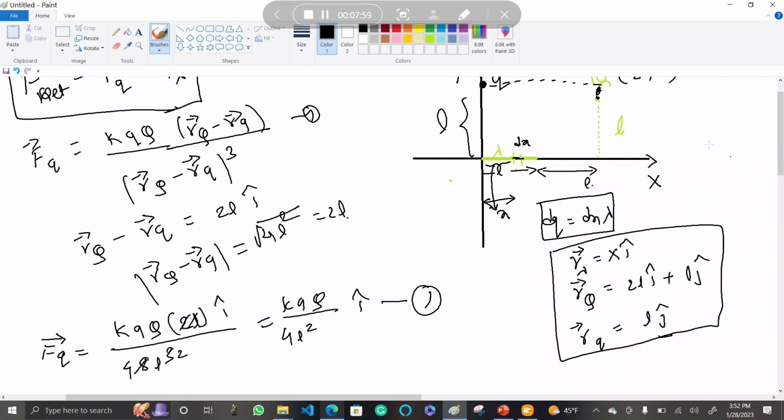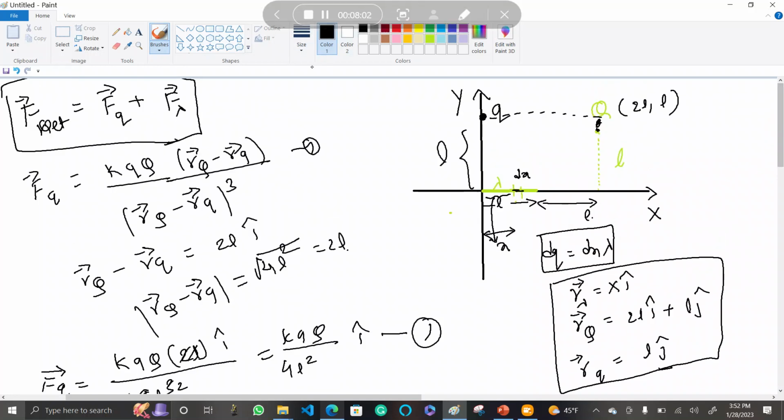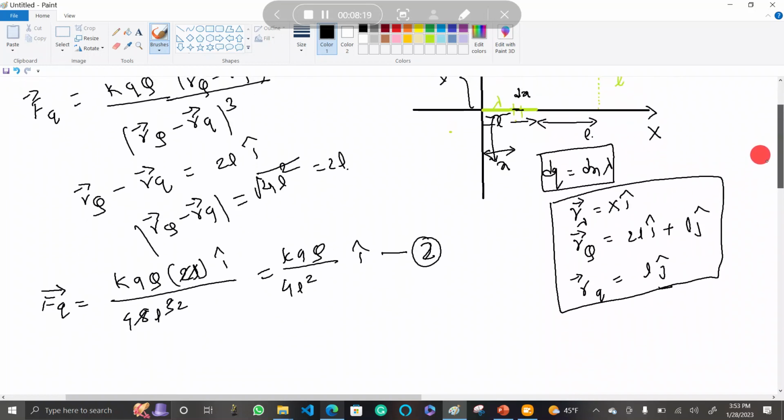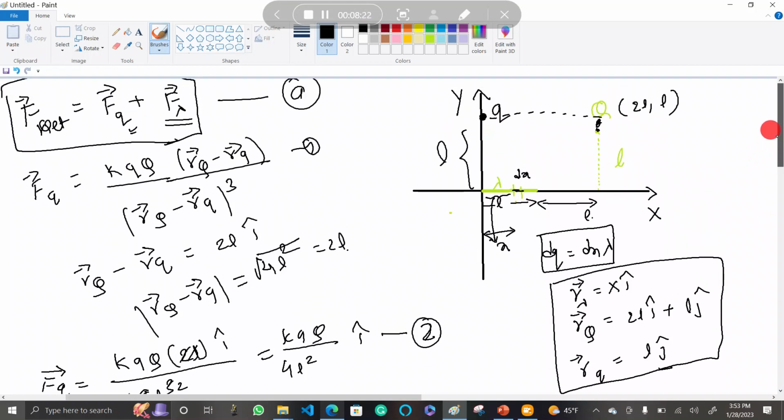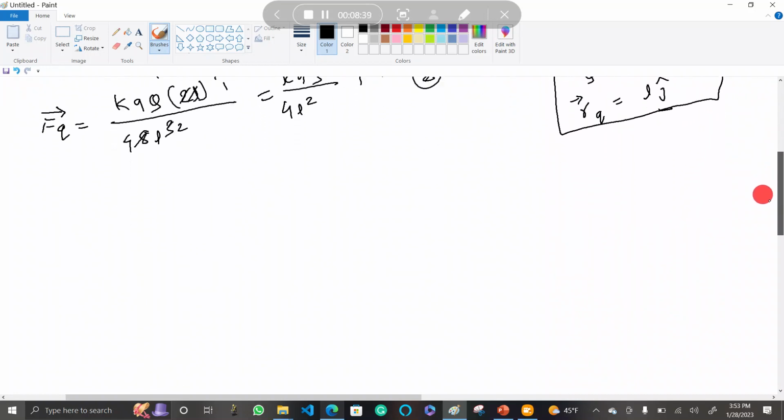Now I calculate the electric force. This part is 2, this is 1. In equation A, I found this one. Now I need to calculate the force exerted on the charge q because of that continuous charge distribution of length L along the x-axis. As I explained before, the technique is, first we calculate the electric field at that point because of this whole length charge distribution. Then I use the formula F equals Q into electric field, right? So first I need to calculate the electric field at that point because of the charge distribution.